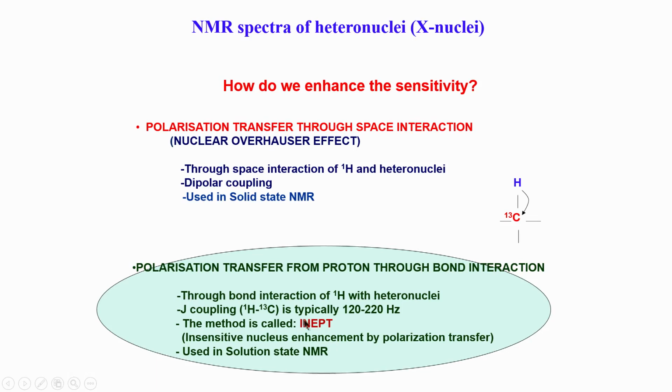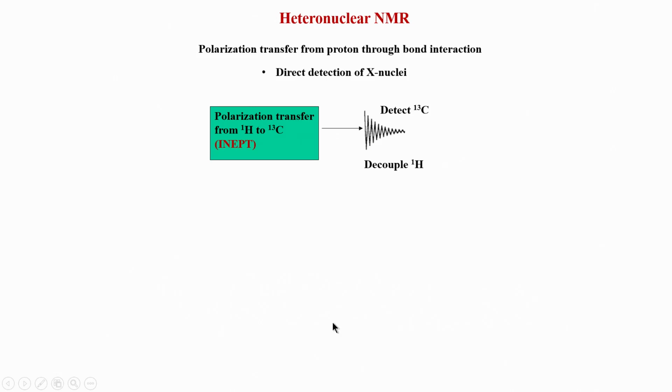INEPT is basically a building block, a basic unit of 2D, 3D and 4D NMR experiments, or multidimensional heteronuclear NMR experiments. So, we will now have to carefully understand how this works, how it transfers the polarization. This is shown schematically here in the case of a simple heteronuclear NMR.